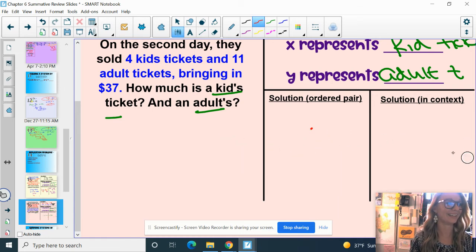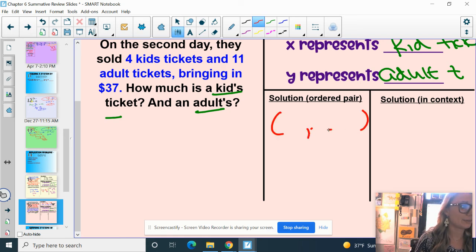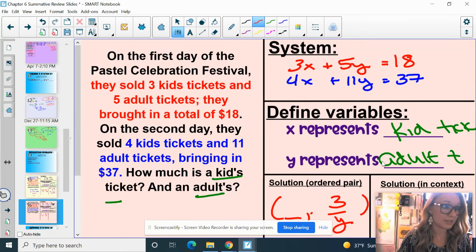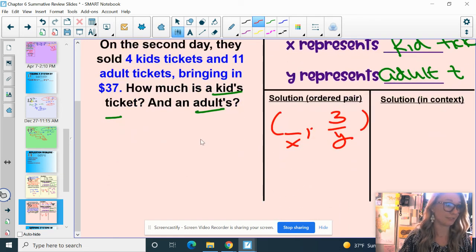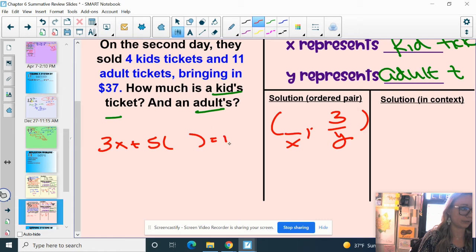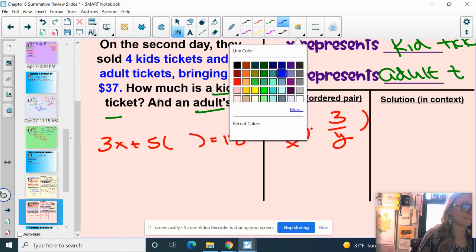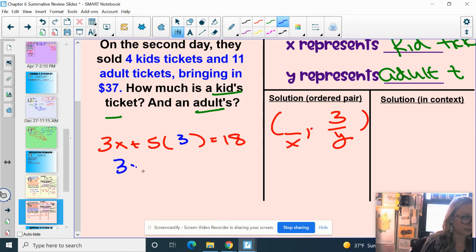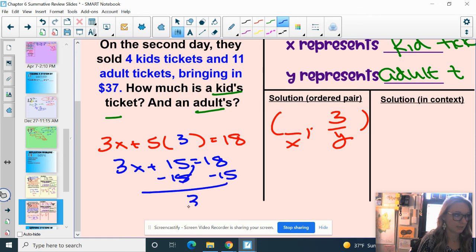All right, so as our ordered pair, here's y, here's x. Guess what? You told me that y was 3. Now we need to plug that back into either equation to solve for x. Let's just do the top one. So we've got 3x plus 5y, but we already know what that is. Okay, we're going to go ahead and solve. Minus 15, minus 15. If 3x is equal to 3, guess what? X is only equal to 1.